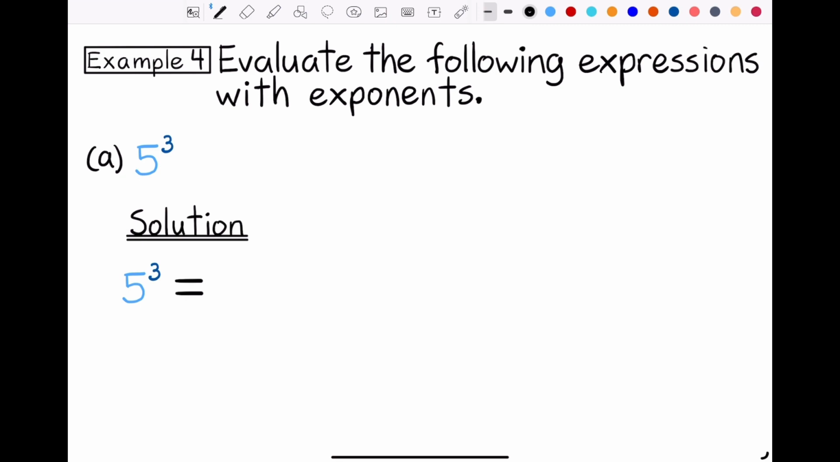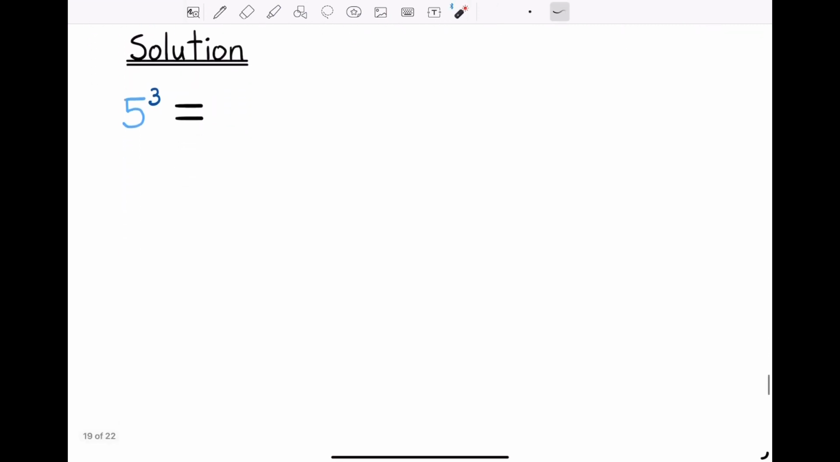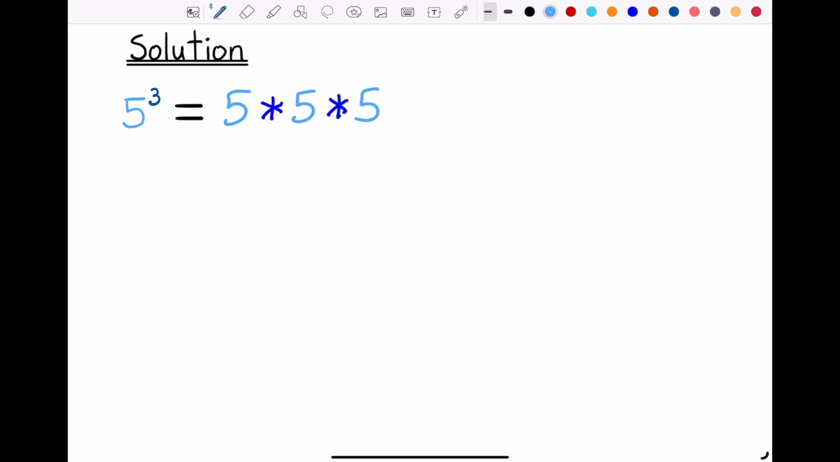Now let's calculate the value of 5 to the 3rd power. 5 to the 3rd tells us that we're going to multiply 3 5's together. So we could write this as 5 times 5 times 5. And let's color code the multiplication operators. Now we're going to multiply 2 numbers at a time. So let's first multiply these 2 5's in the beginning.